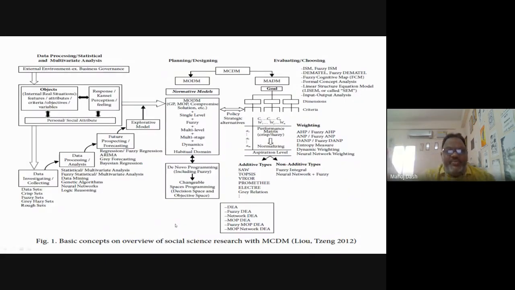So this is the way I've taken all of this from the web. I have given the reference also. Start from the investigation, then go for model explanation. There is MODM, that is multi-objective decision making model, and MADM, multi-attribute decision model. All the models I've explained fall into two parts, MODM or MADM.